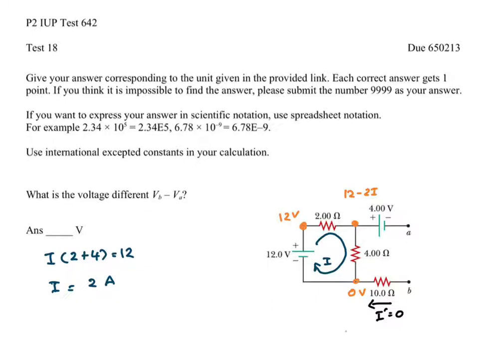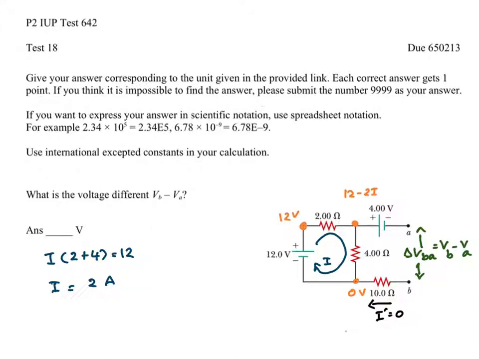Okay, let's see the solution of test number 18. The question is, what is the voltage difference VB minus VA? It is the voltage difference between these 2 points, delta V here. We want to know the voltage difference between this point B and point A. Okay, how can we do that?